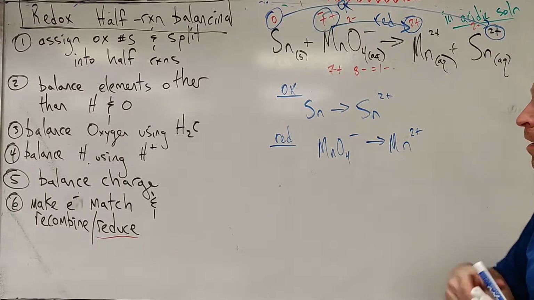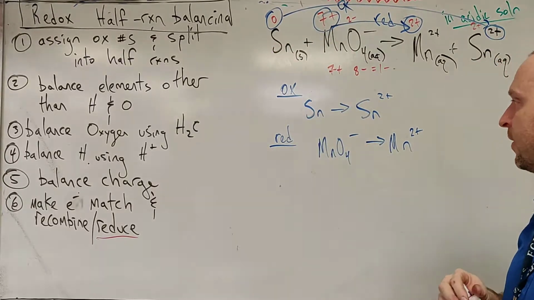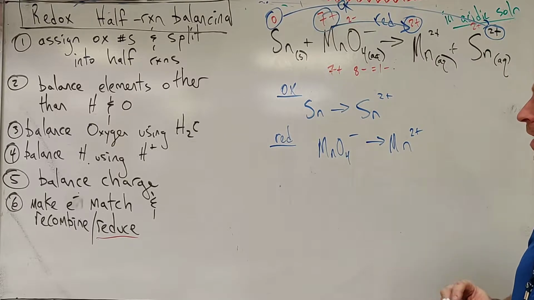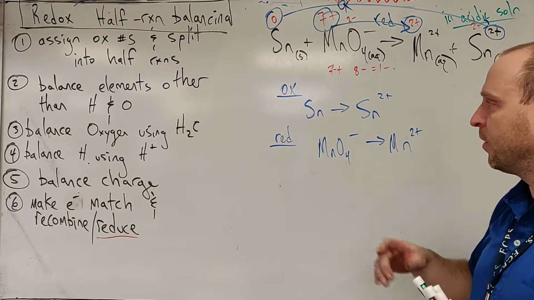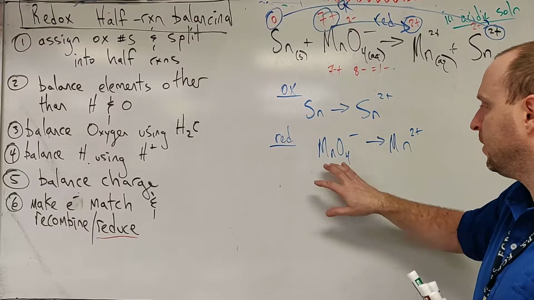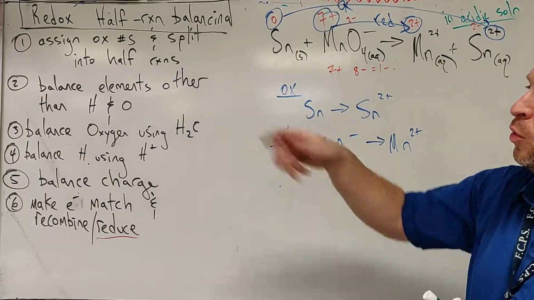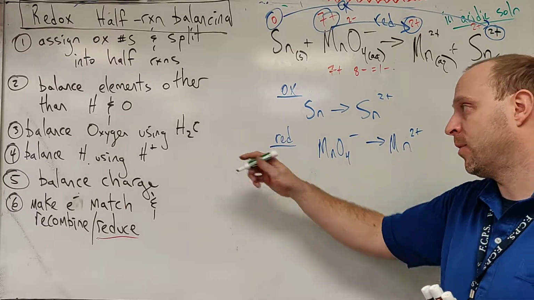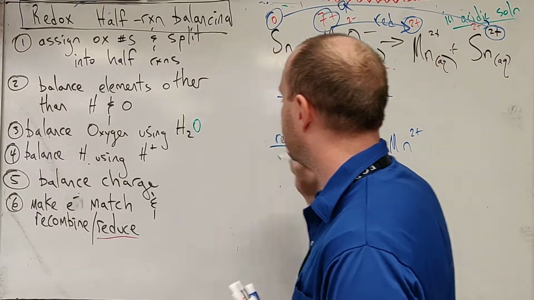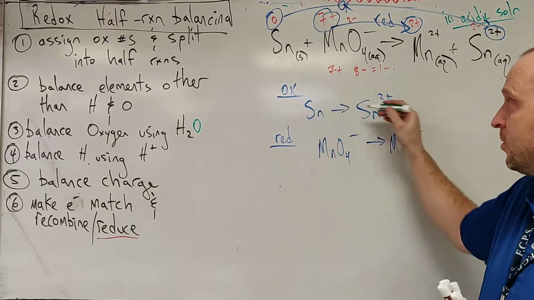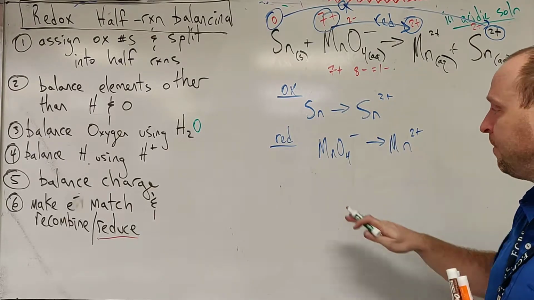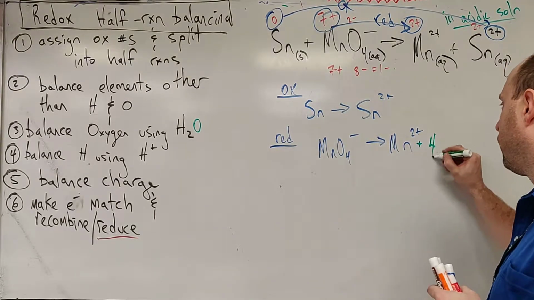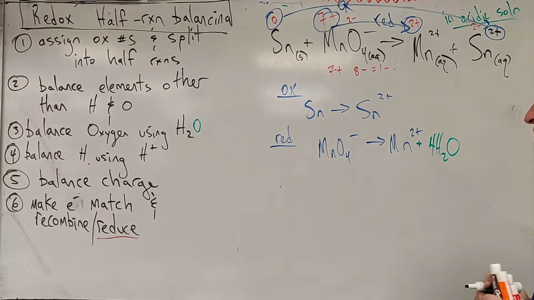All right? So we did it, and we're going to balance everything that's not hydrogen or oxygen. Again, this is a simple example in regard to that. One tin, one manganese, one manganese. We're done with that step. Now we're going to balance oxygens using water, and remember that water is coming from the solution, so we have plenty of it. No oxygen, that one's done for that step. 4 oxygens, so we'll add in 4 waters right there.